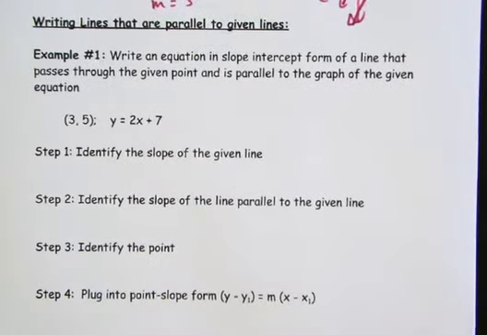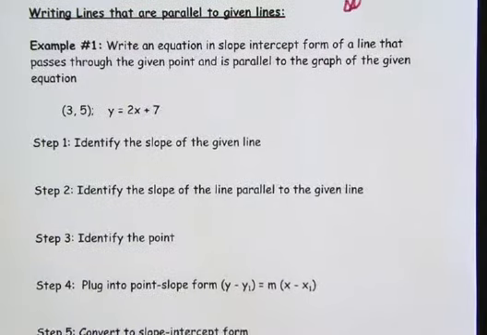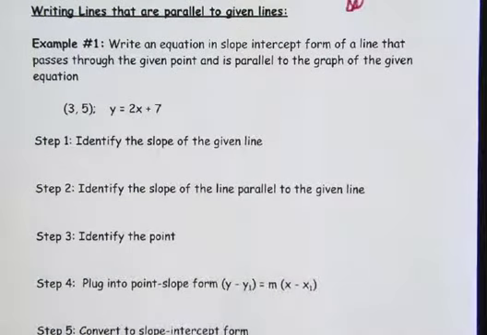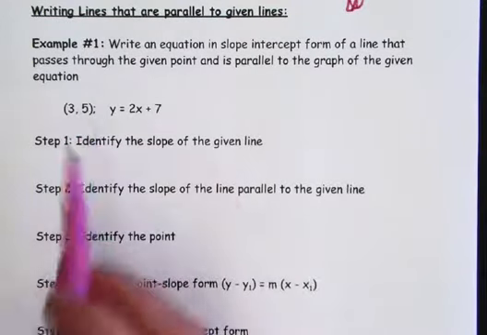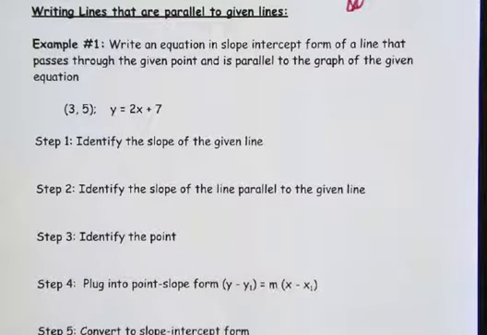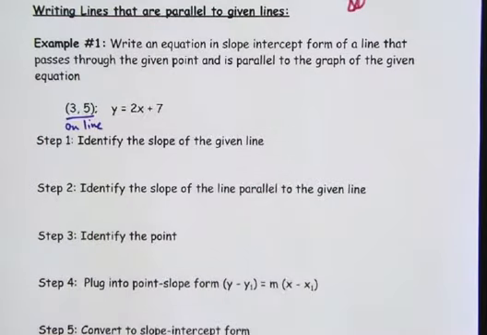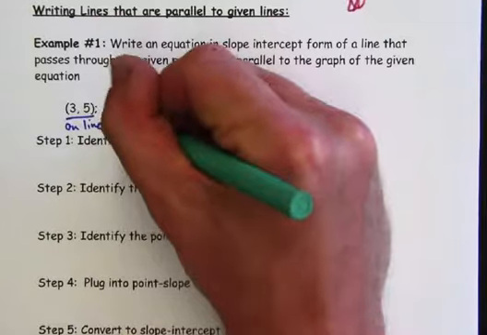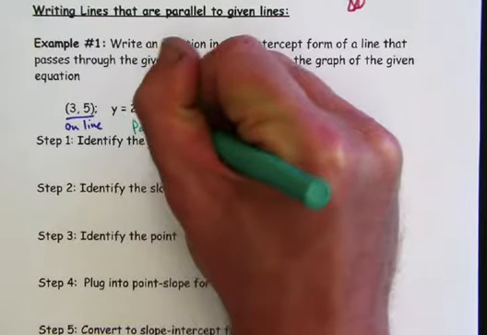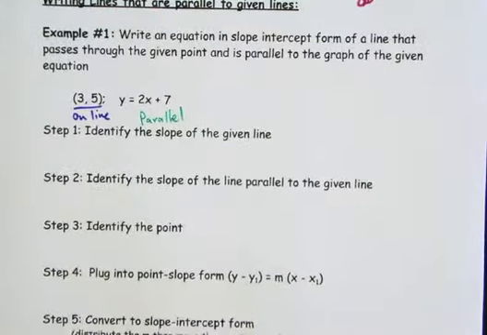So let's see how we can use this information. It says writing lines that are parallel to given lines. Example 1 says write an equation in slope-intercept form, what we're looking for, y equals mx plus b, of a line that passes through the given point and is parallel to the graph of the given equation. So we have a point 3, 5. This point is going to be on the line that we're looking for. And then y equals 2x plus 1 is a parallel line.